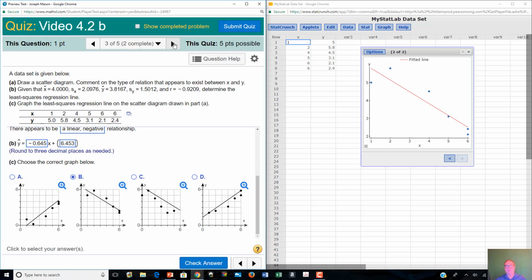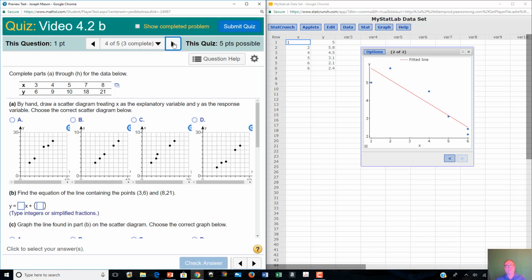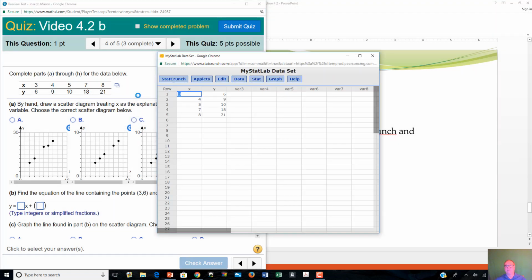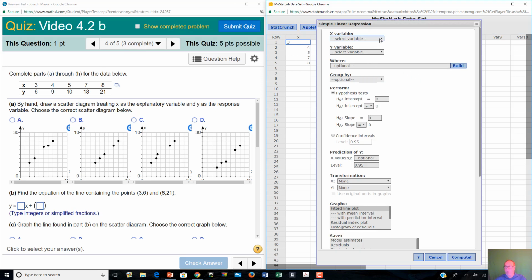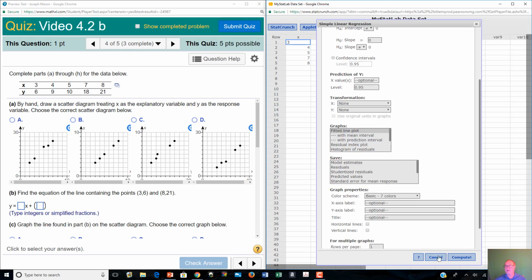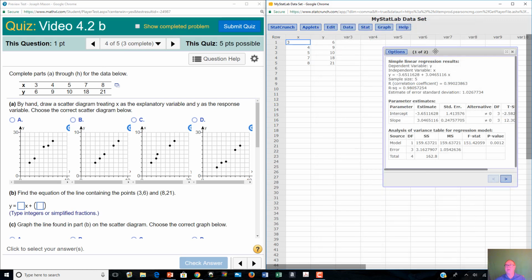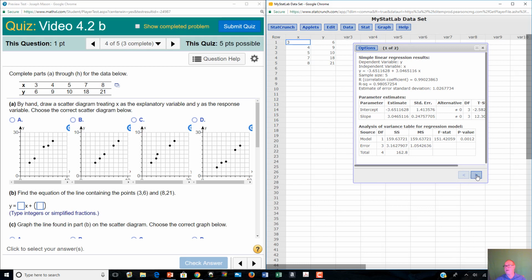Alright, next problem. Complete parts A through H for the graph below. First, I load the data into StatCrunch and pin it to the right. Now, I need my scatter diagram again. So Stat, Regression, Simple Linear. I pick the X, pick the Y. Now, go down here, hit compute. Here's my data, but I need the scatter plot, so I hit the right arrow down at the bottom.